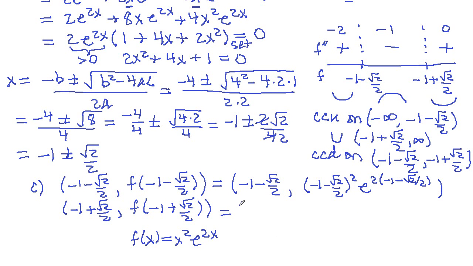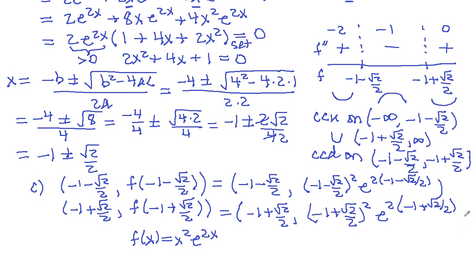And then same thing here, but with a plus sign. So negative 1 plus root 2 over 2, and then negative 1 plus root 2 over 2 squared, and then times e to the 2 times negative 1 plus root 2 over 2. So there's our inflection points.